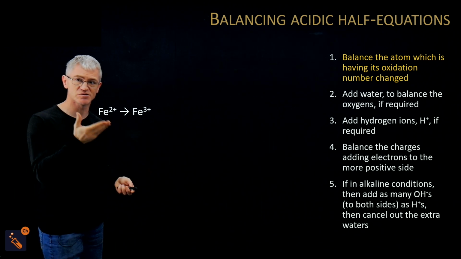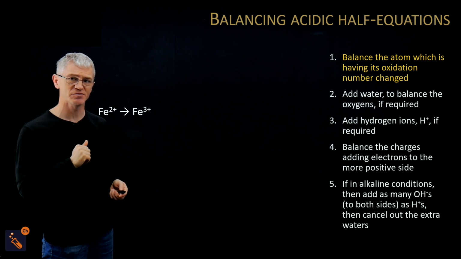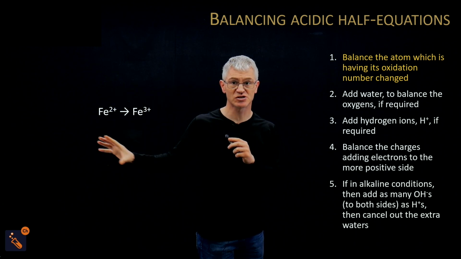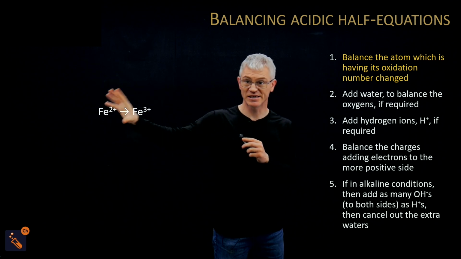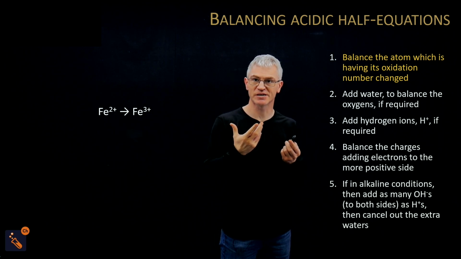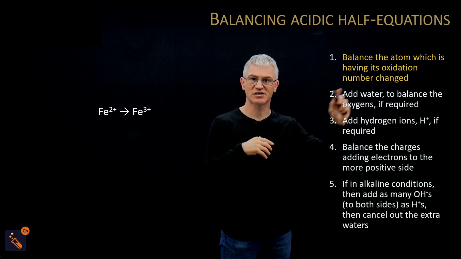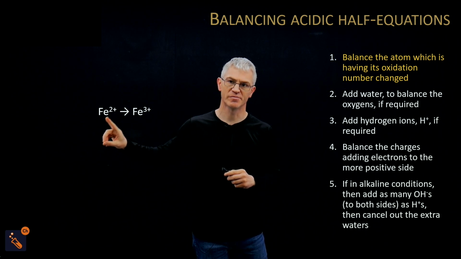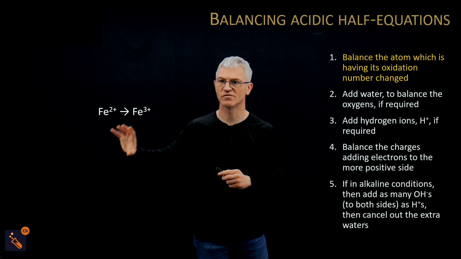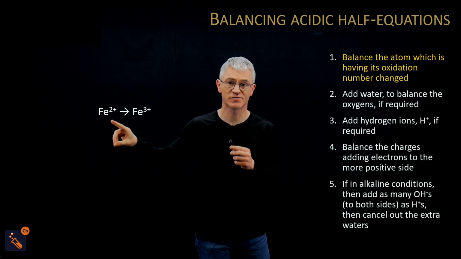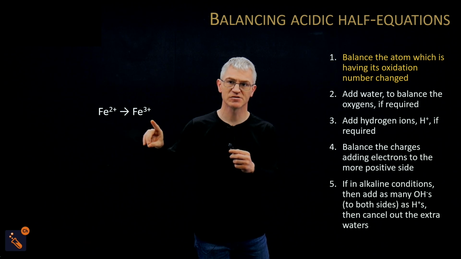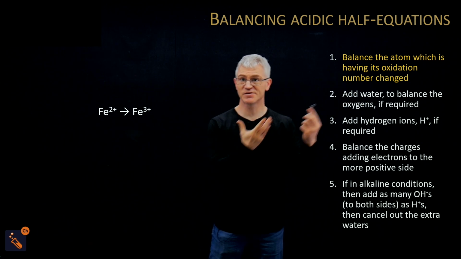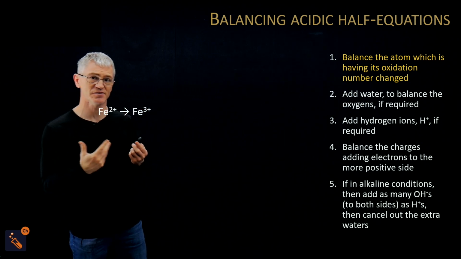So let's have a look at our first one: Fe2+ goes to Fe3+. If you want to balance this half equation, this is the start of it, and you'll be given this and be expected to balance it. Balance the atom that's having its oxidation number changed. Well, the oxidation number of this one is +2. Remember, it's +2, not 2+; you need to reverse that. You should have done redox before you do this video. So that's +2, and that's +3. That's having its oxidation number changed, so we need to balance that atom. That's the first thing you do, and it's already balanced, so that's fine.